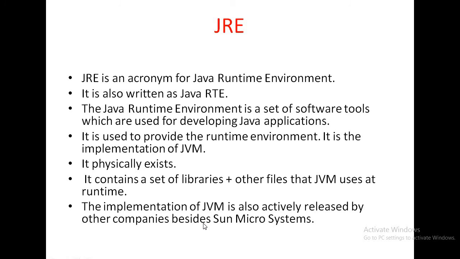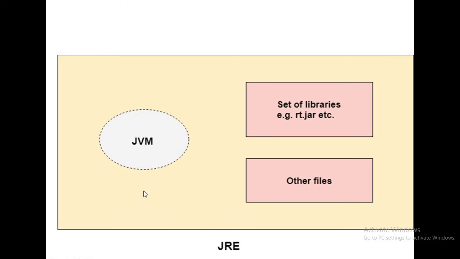So this is the diagrammatic view of your JRE. JRE means JVM plus some set of library files. Library means, let us consider rt.jar, and some other things. So in a single line, JRE is equal to JVM plus a set of libraries.